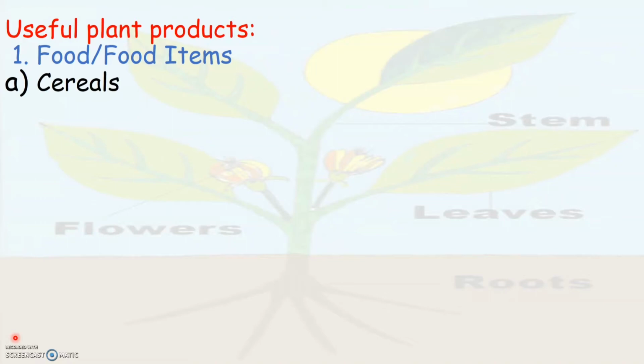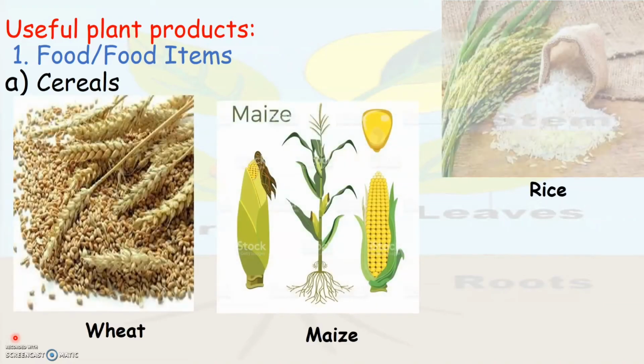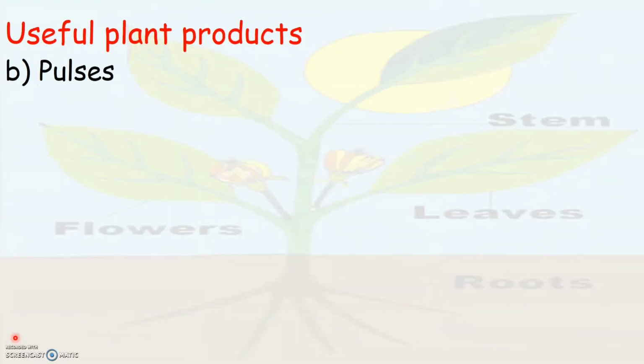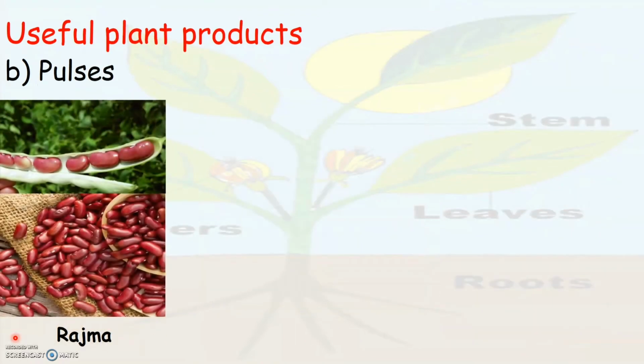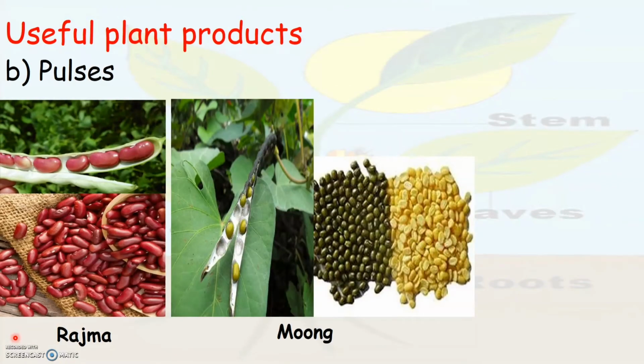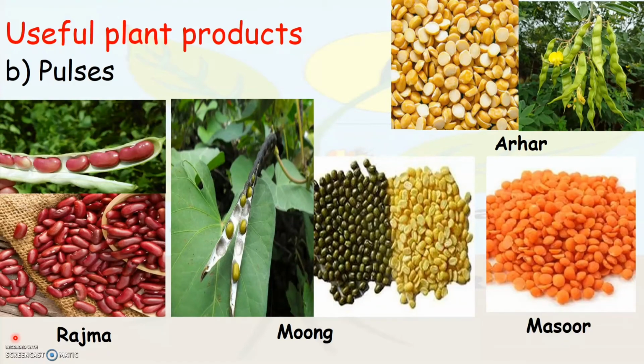Cereals. Some of the cereals are wheat, maize, rice and barley. All these are plant products. Pulses like rajma, otherwise called kidney bean, moong dal, arhar and masoor. These are some of the pulses which come from their respective plants.